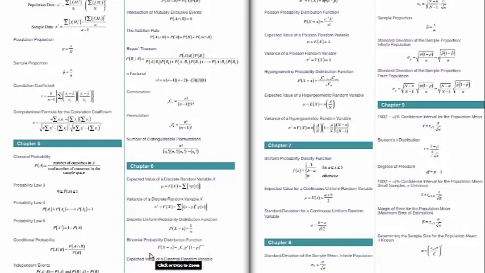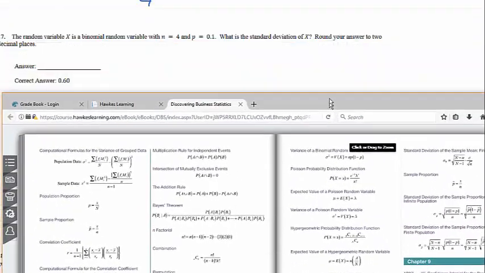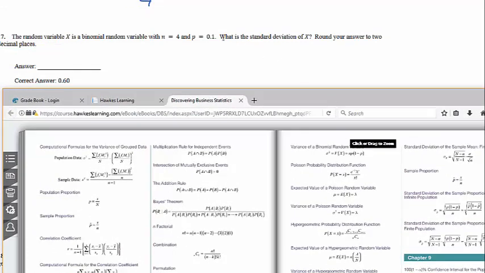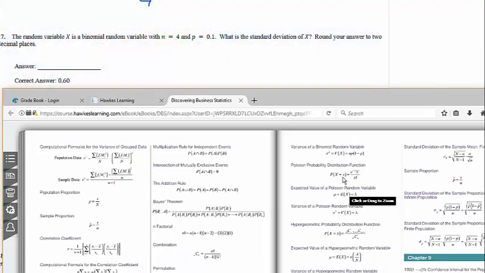and I know I'm dealing with a binomial here, right? And I have a manner of calculating expected value. And up here I have the variance of a binomial random variable. Great. What is this question asking me? What is the standard deviation of x? Well, the standard deviation is nothing more than the square root of the variance.